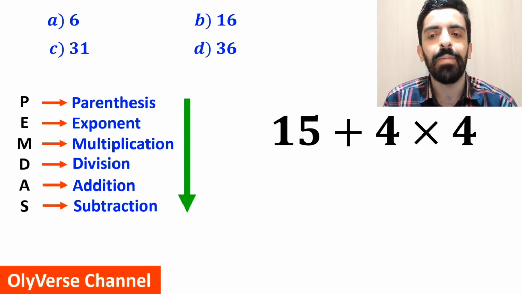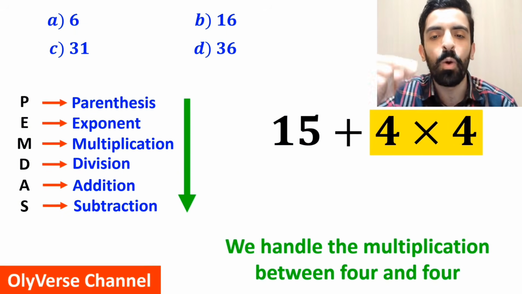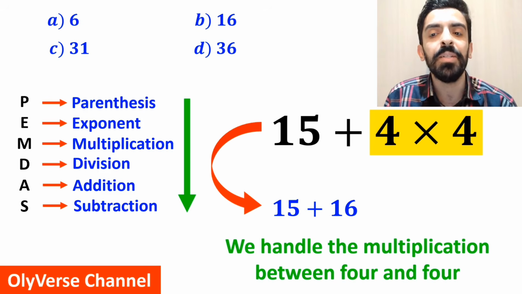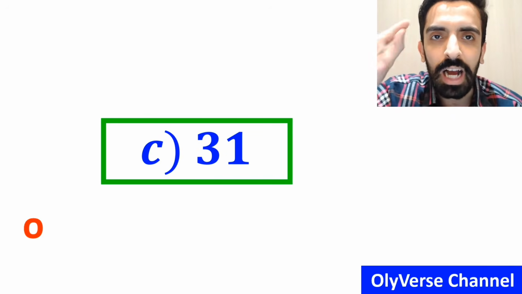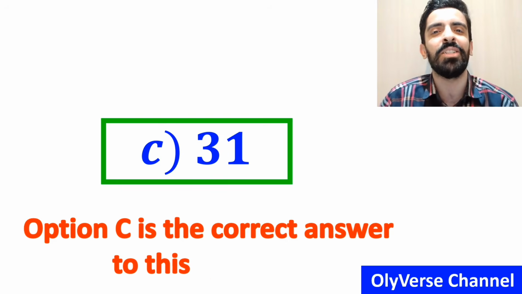In the final step, we handle the multiplication between 4 and 4. And this expression simplifies to 15 + 16, which finally gives us the answer 31. That's great. Option C is the correct answer to this question.